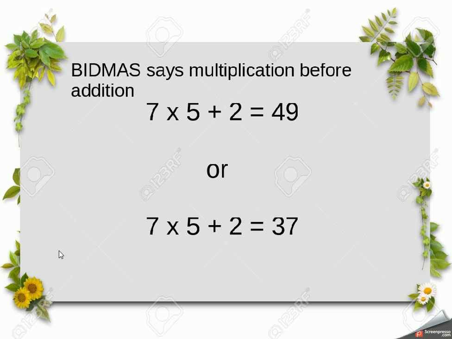Well, BIDMAS tells us that multiplication comes before addition. M comes before A. So in other words, it's this calculation down here that's right. We do the multiplication, 7 times 5 is 35, and then we add the 2, 37.